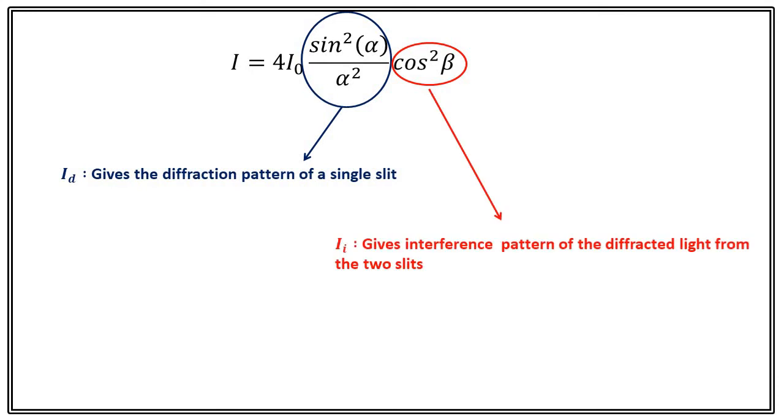This gives you the interference pattern of diffracted light from two slits. Here we have two slits, right? One slit is diffracting the light in its own way. Another slit is also diffracting the light in its own way. And then the diffracted light from the two slits can interfere, right? And they are producing the interference pattern.